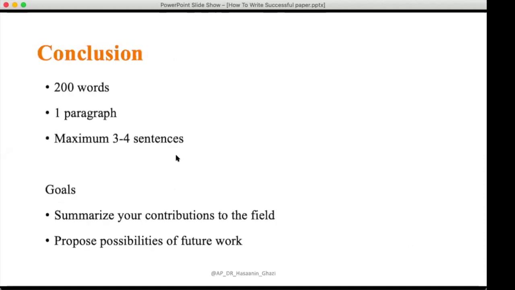Okay, the conclusion is about 200 words. It's one paragraph, usually 3 to 4 sentences. The goal is to summarize the contribution to the field, and sometimes to propose possibilities for future work. For example, we suggest that future studies include a bigger sample size, maybe more areas, different areas. This is called a suggestion; you are proposing something for the future.